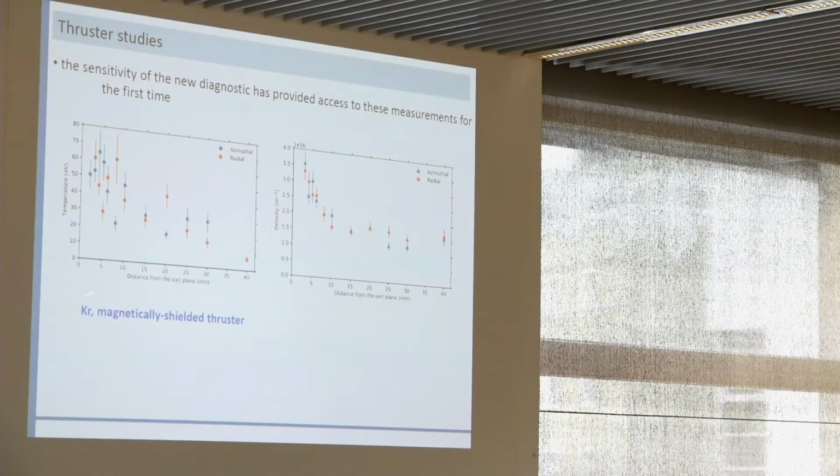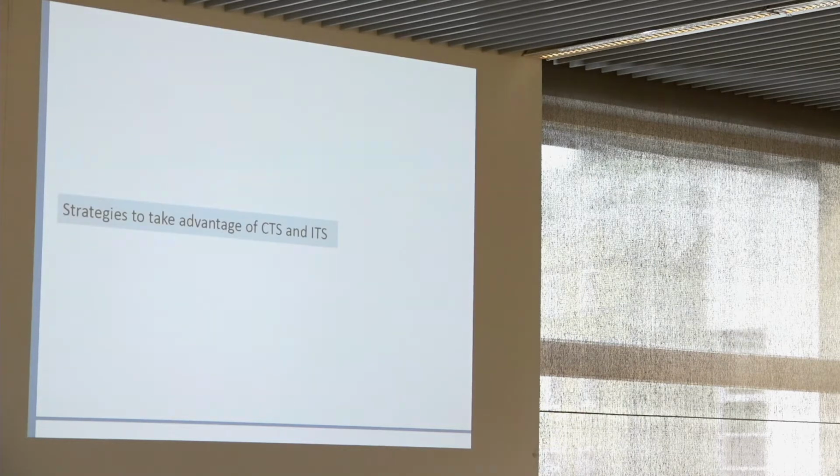So these are some early measurements, and now we have a paper which is submitted, not yet in print, comparing measurements on a magnetically shielded thruster and a standard thruster. So I'll end with some strategies to exploit this data, to take this data further.